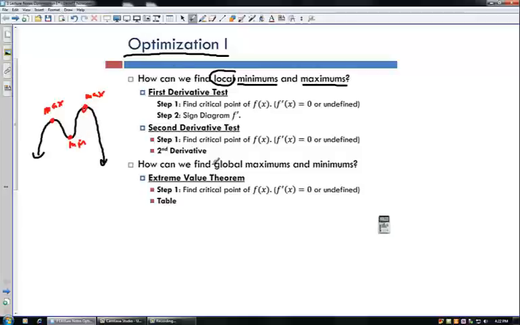And then for global, this is a little bit different. A global maximum is the very highest point, whereas a global minimum is the very lowest point. So on this graph, let's do this in blue. All right, so there is one global maximum, so here's a global maximum, but there's no global minimum.